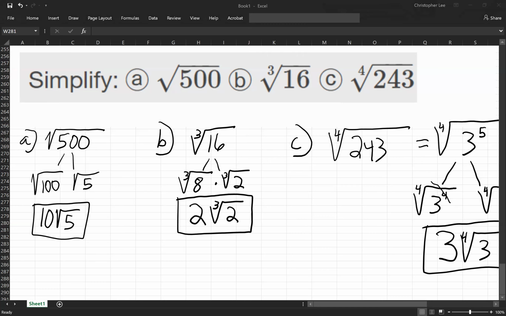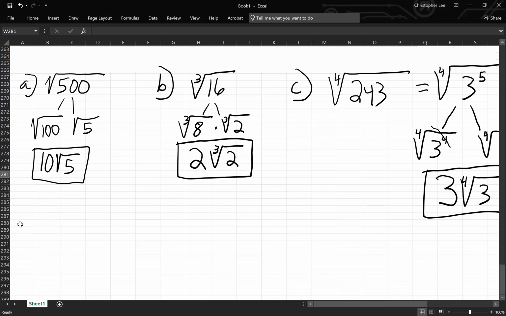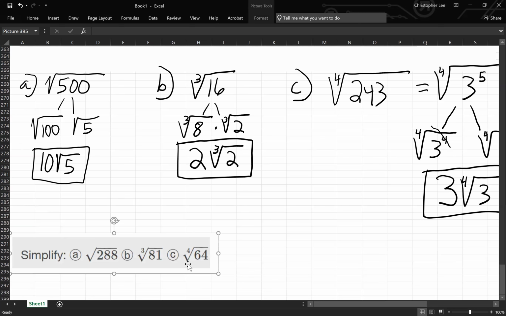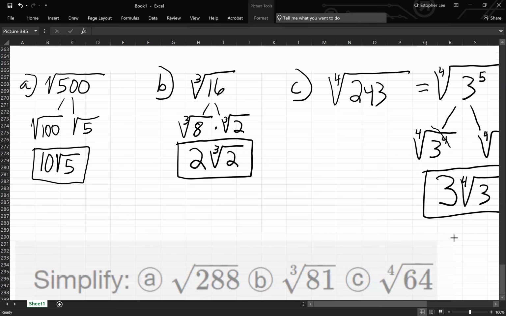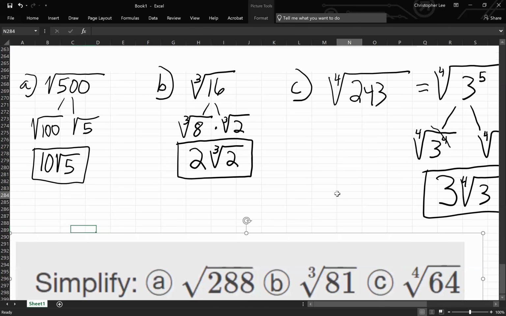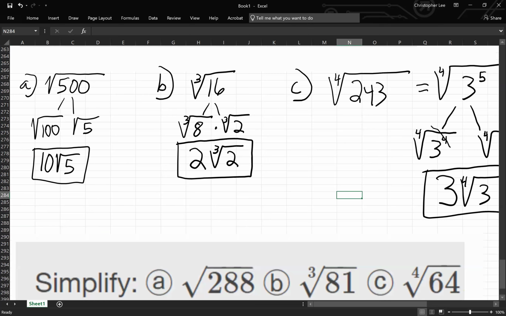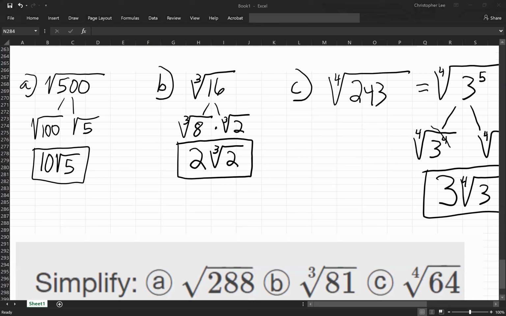By the way, this is all your homework is for tonight. Just simplifying roots like this. That's it. I remember we want the big number on the outside, and we want the remainder under the roots on the inside. So go ahead, give that a try while I look at something.